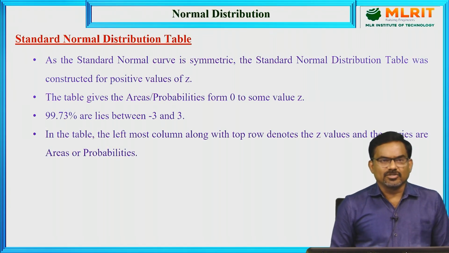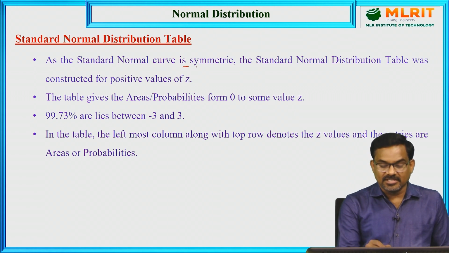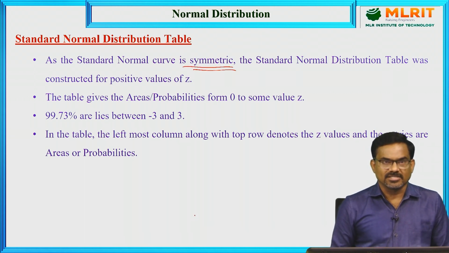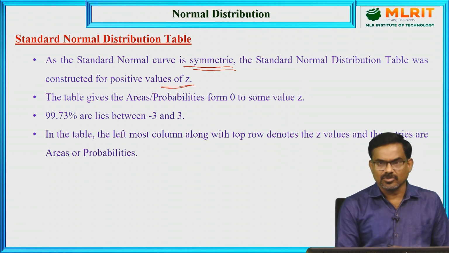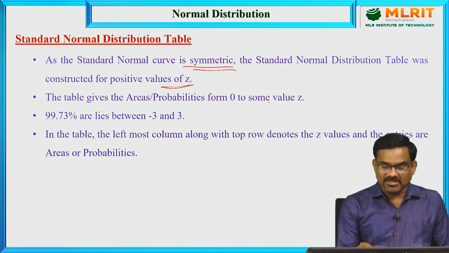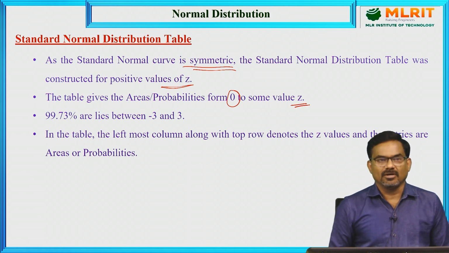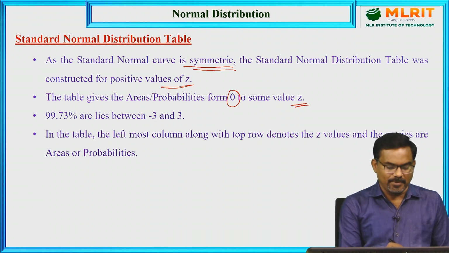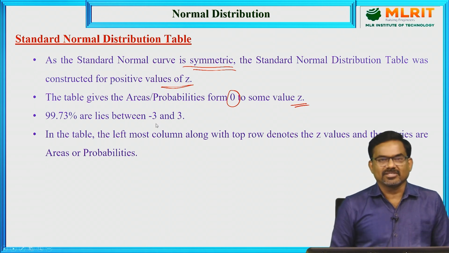As the standard normal curve is symmetric, the standard normal distribution table was constructed for positive values of z. Just now I told you, since the negative portion is equal to the corresponding positive portion, it is enough to calculate the area or probability from 0 to a instead of finding minus a to 0. The table gives the areas or probabilities from 0 to some z value. So the table was constructed from 0 itself. All the values are given from 0 to a given particular value of z, and 99.73% of values lie between minus 3 and plus 3.